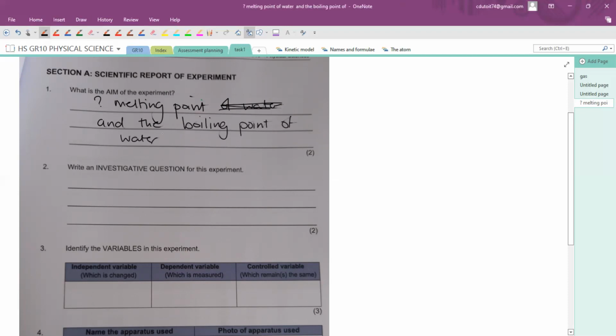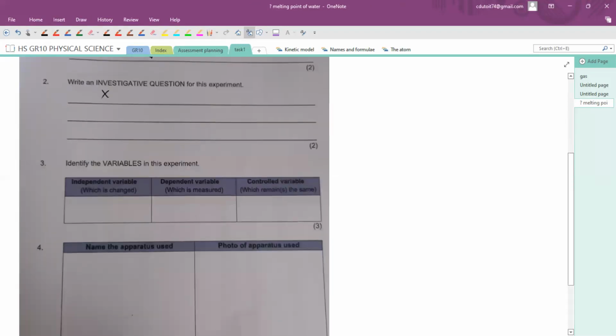Okay, try write investigative question for this experiment. I can't help you with this. You must each have your own investigative question. Okay. Identify the variables. Okay, what is dependent and what is independent? What is controlled variables?